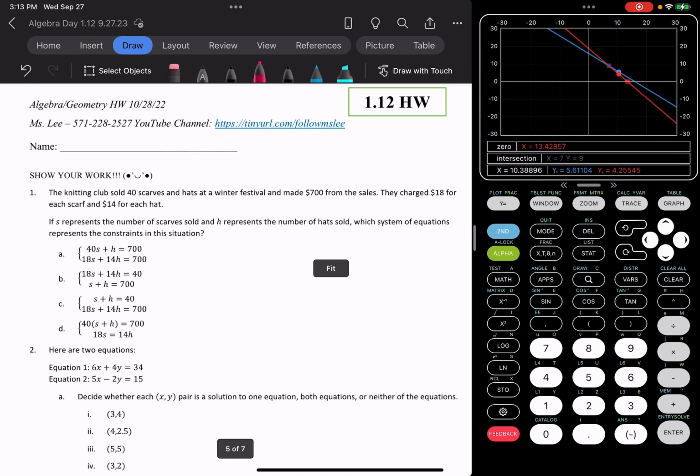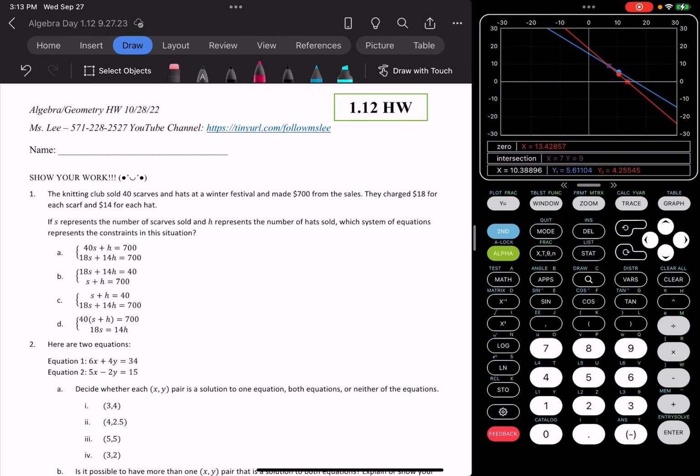Okay, let's take a look at the actual homework. So the Knitting Club sold 40 scarves and hats at a winter festival and made $700 from the sales.